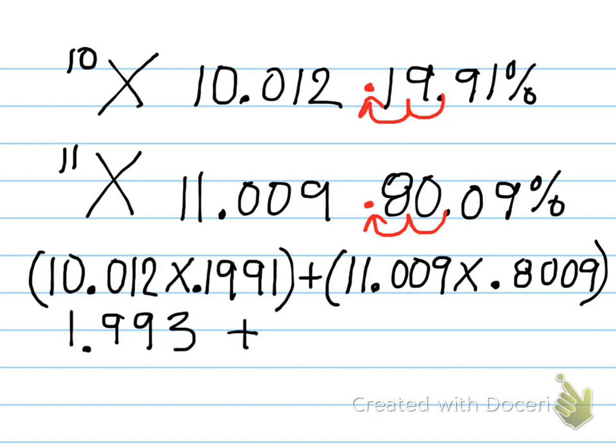And I'm going to add that to whatever I get when I do 11.009 times 0.8009, and I got 8.817. Same thing. I'm going to stop right there based off of my sig figs. I have 5 sig figs, and then I have 4 sig figs. And now I can add those two together. When I add those two together, I get 10.811.